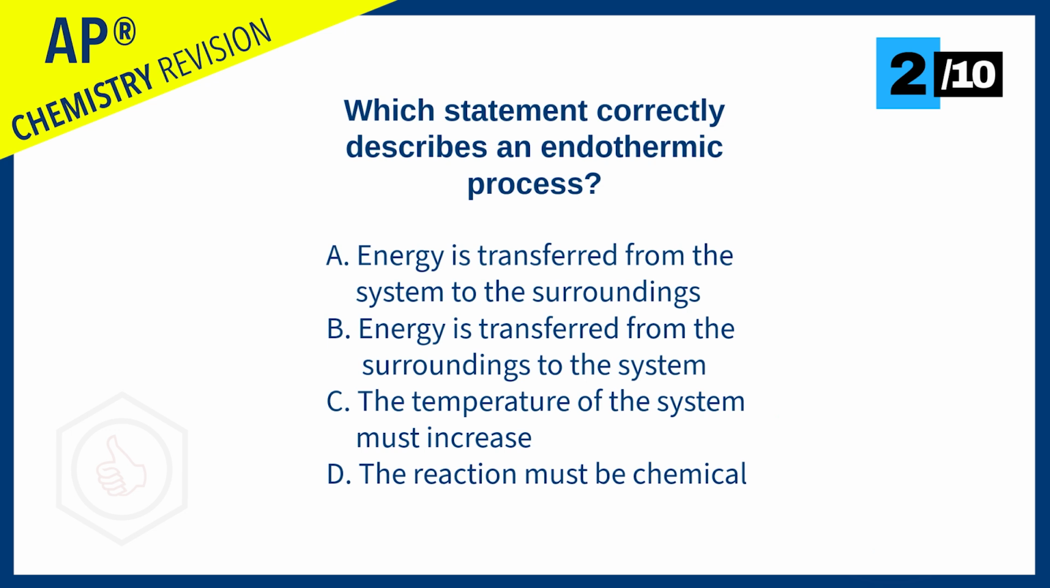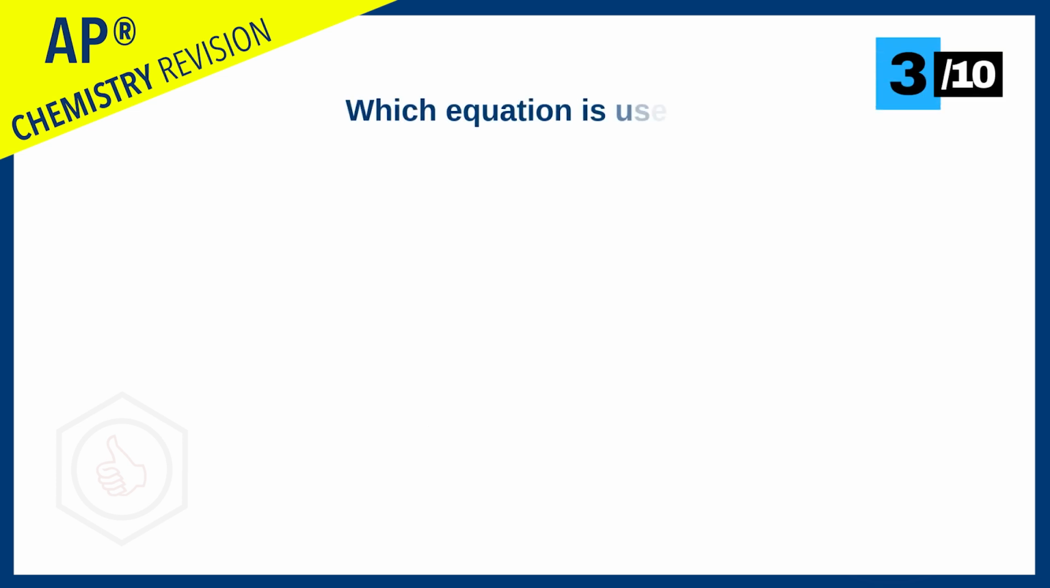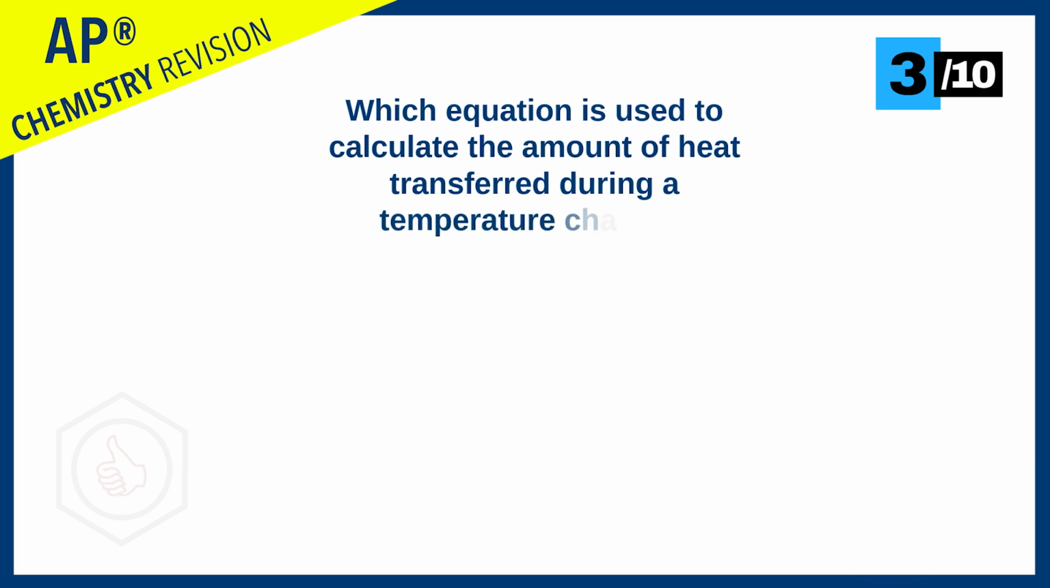The answer is energy is transferred from the surroundings to the system. Because an endothermic process has a positive enthalpy change, meaning the energy of the system increases, and that energy must come from its surroundings.